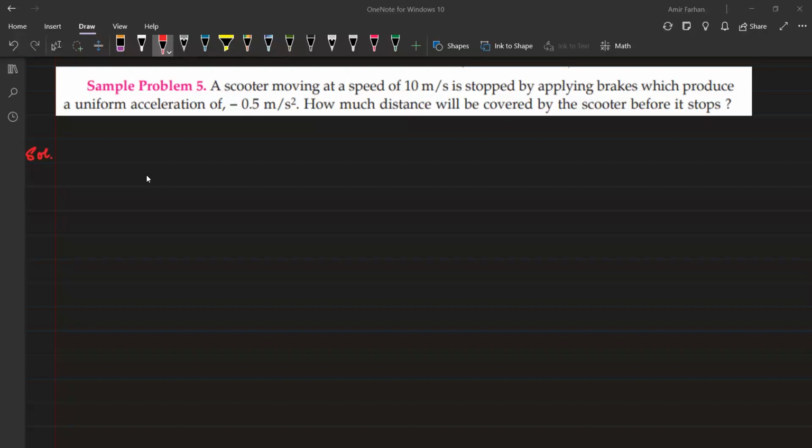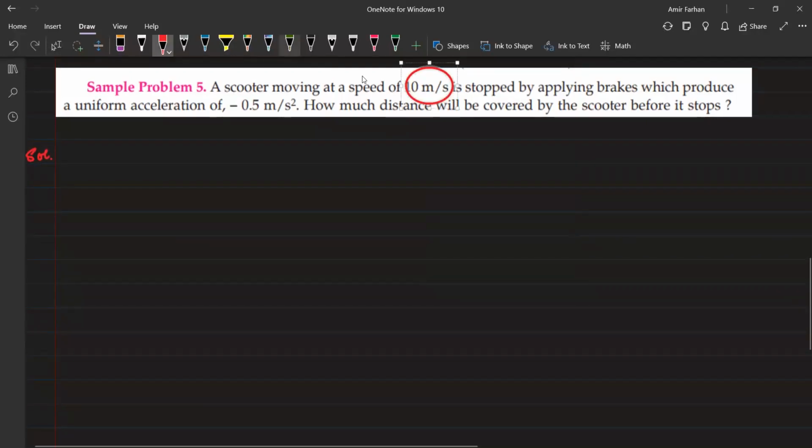So those who are left and those who are not able to solve, don't worry. The question is saying a scooter moving at a speed of 10 meter per second is stopped by applying brakes. It means that the scooter has stopped. So some initial velocity was there for this scooter, and that was 10 meter per second. Is this clear to all of you? Please let me know. Saad, Rafe, Heather, Bharti, Anam. Yes. Okay. So the initial velocity was 10 meter per second.